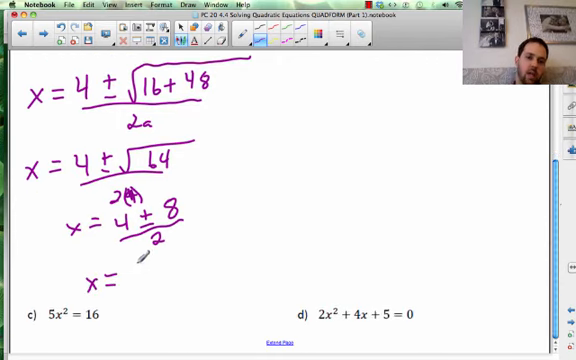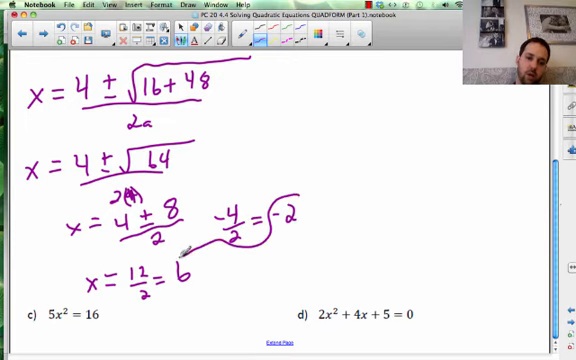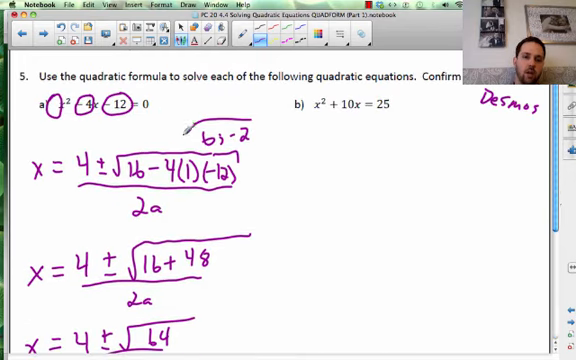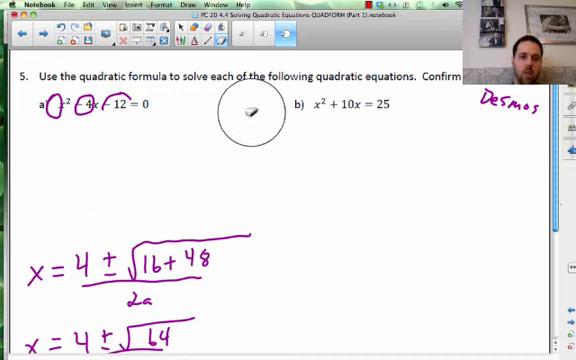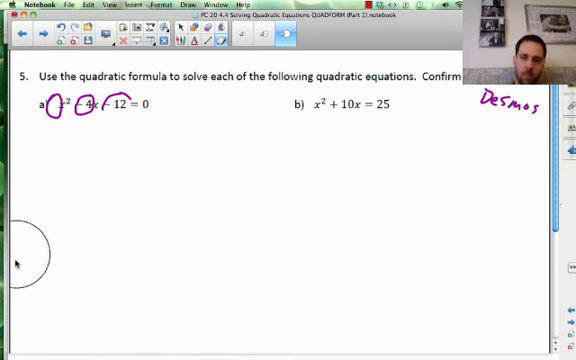So then we get two distinct solutions, 4 plus 8 over 2 and 4 minus 8 over 2. So 4 plus 8 is 12 over 2, which is 6, and 4 minus 8 is negative 4 over 2, which is negative 2. And of course, we predicted this right from the start, and we were right, because we're awesome. So let's do it again with the next one.